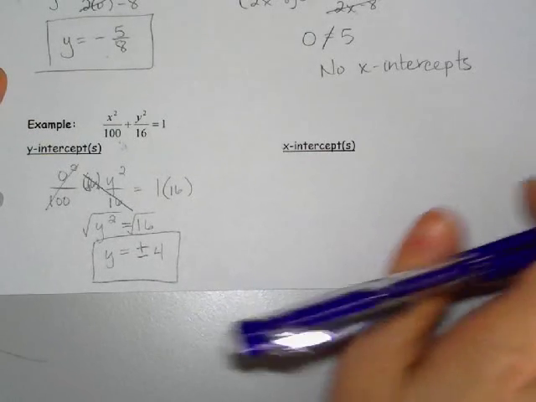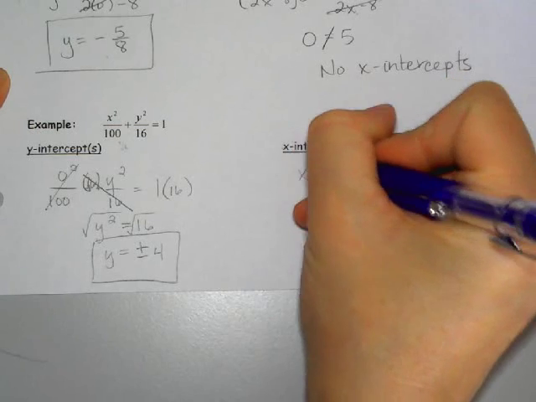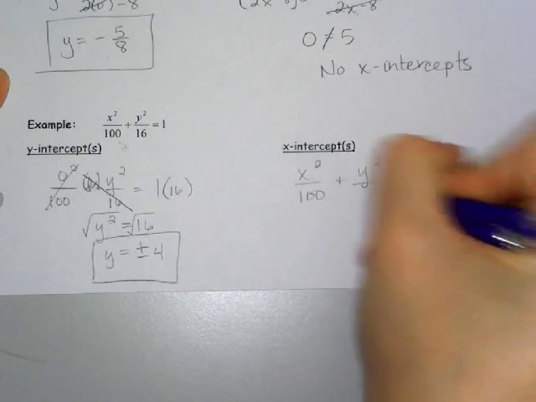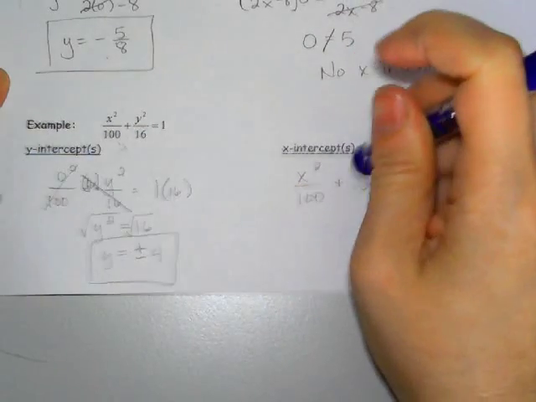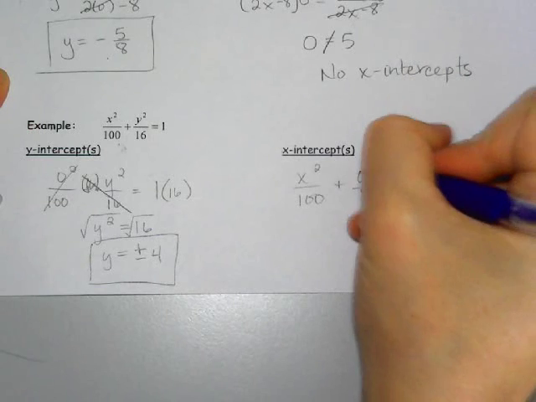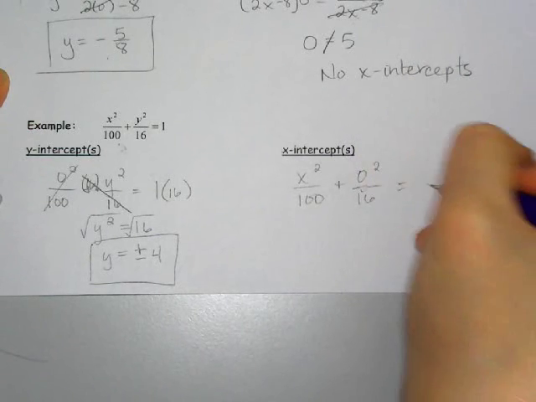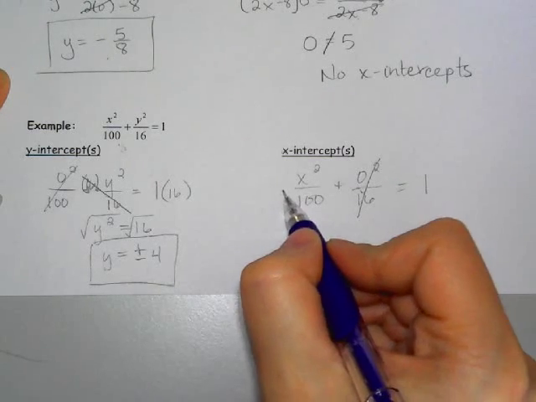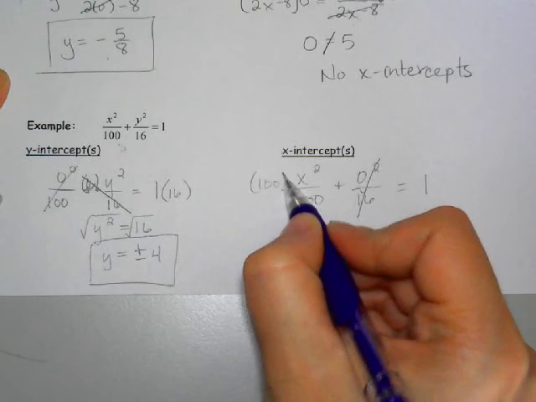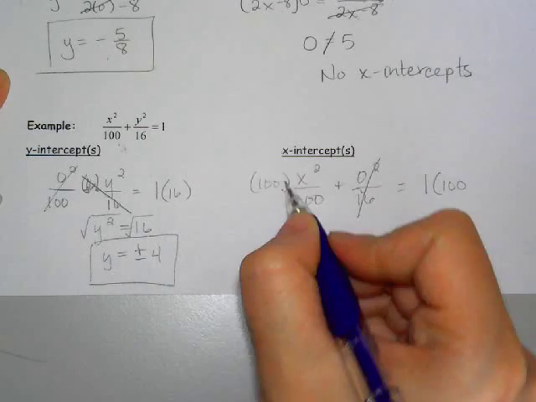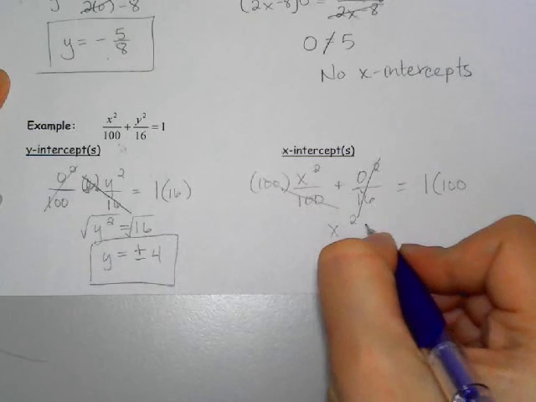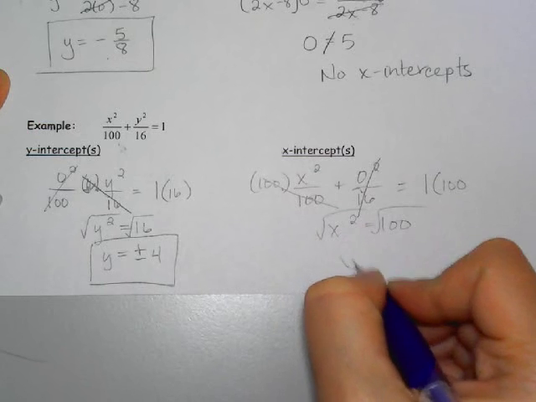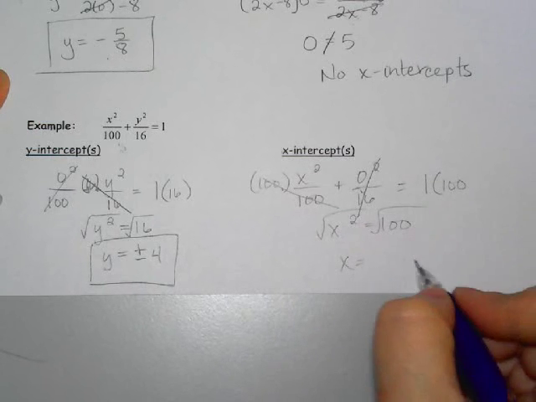For your x-intercepts, x squared over 100 plus y squared, 0 squared, sorry, over 16. Again, that leaves me 0 there, so I'm going to multiply both sides by 100. x squared equals 100. Square root both sides, and x equals plus or minus 10.